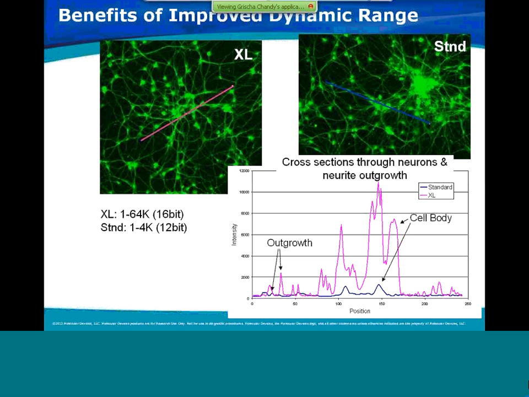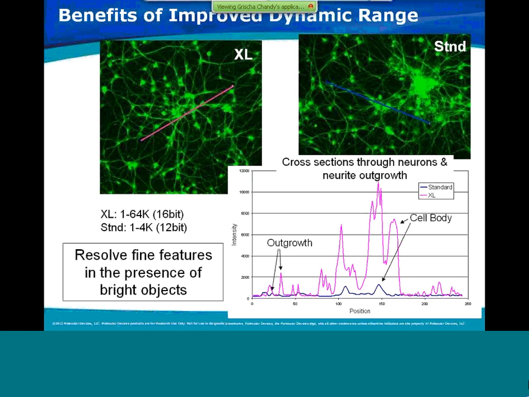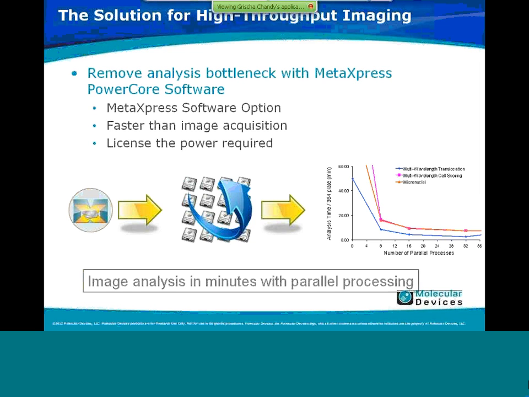So that's the cell body, and those are the outgrowths. So it's easy to resolve fine features in the presence of bright objects with the new XL product. Additionally, we improved the speed of ImageXpress natively, and also ImageXpress modules can run on a tool called ImageXpress PowerCore.